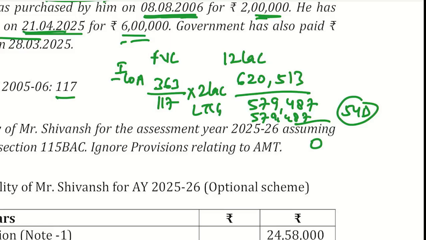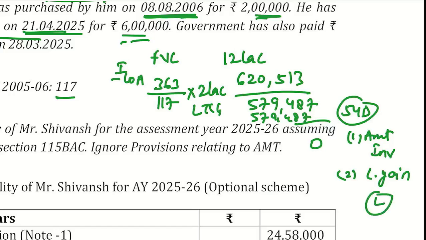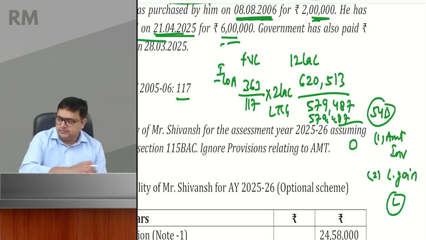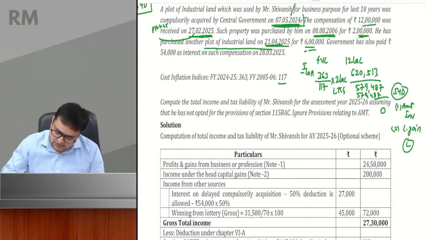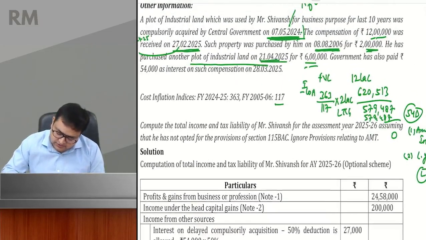54D is amount invested, second is capital gain, whichever is lower. This is the capital gain.